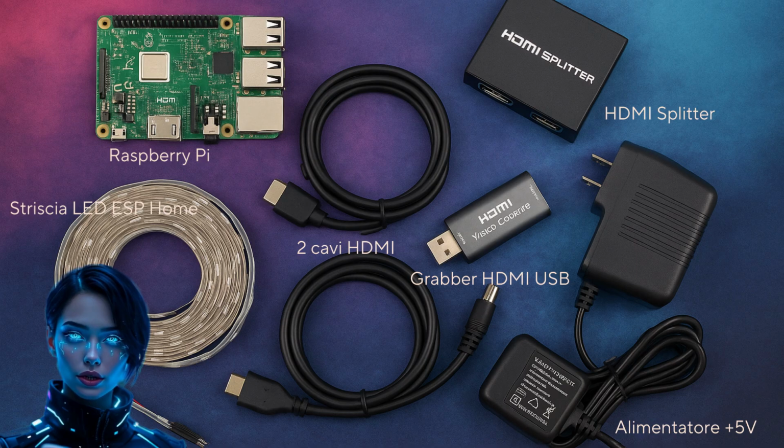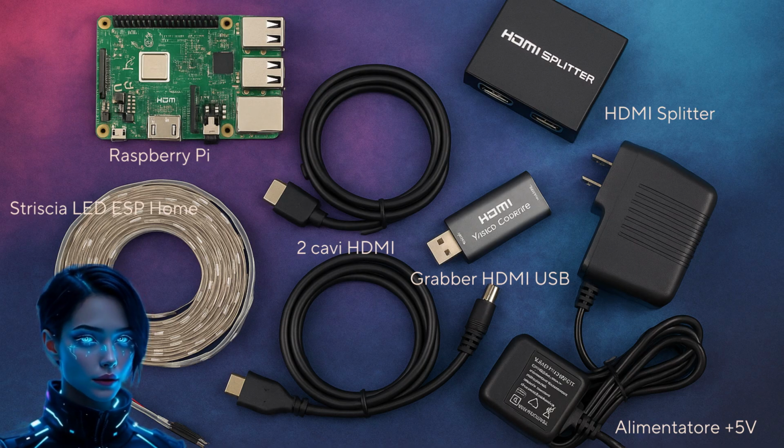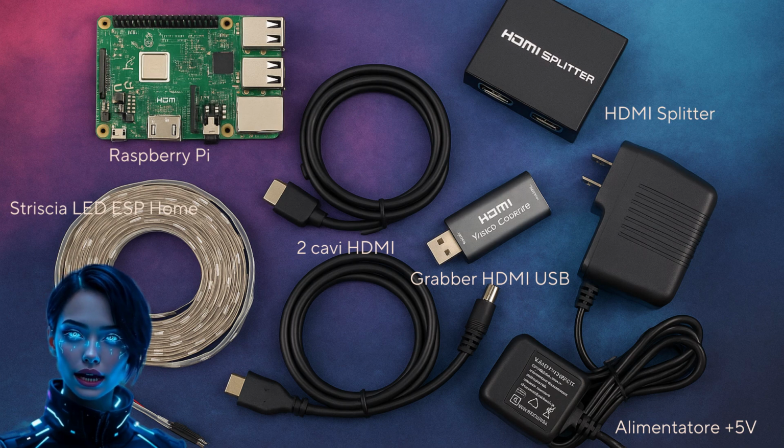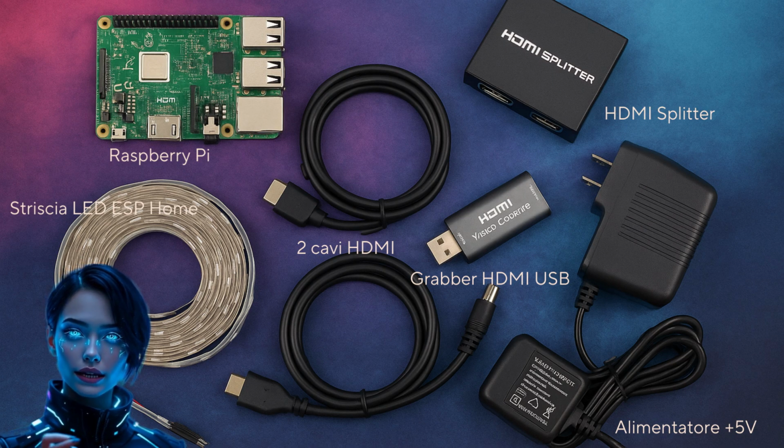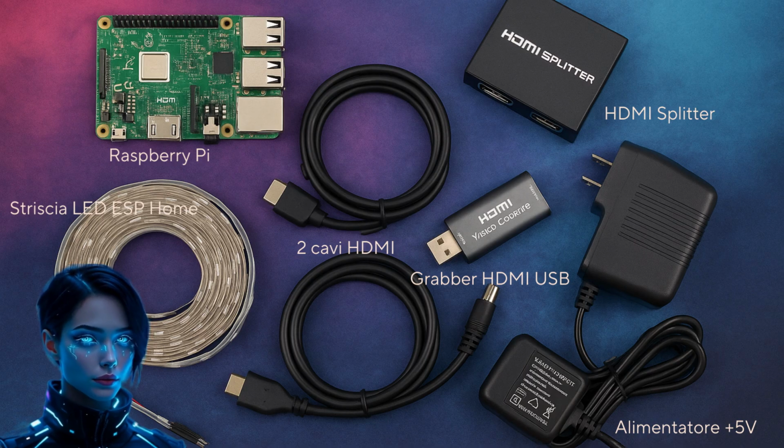Of course, you'll also need video cables, LED strips, and a suitable power supply. 5 volts with enough current for all the LEDs and the Raspberry Pi. It's better to have a bit of extra power or use 2 separate power supplies. And with these components, we're ready to connect everything and set up Hyperion.